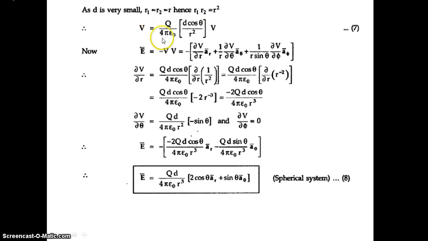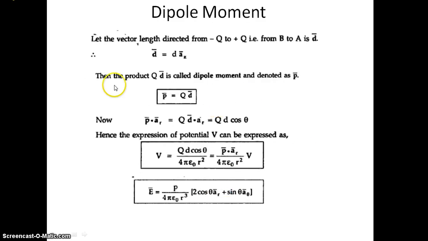Now E equals minus del V, so apply the gradient operator. Applying the gradient operator, we arrive at the expression for E as Qd by 4 pi epsilon 0 R cube times 2 cos theta aR plus sin theta a theta. Similarly, the product Qd is called the dipole moment. So P equals Q into d. If we replace Qd as P, that is called the dipole moment.